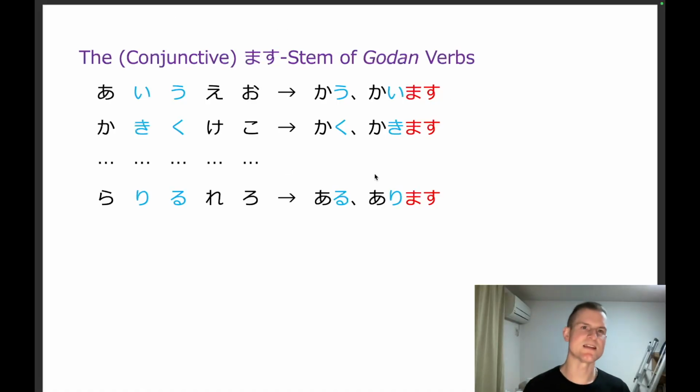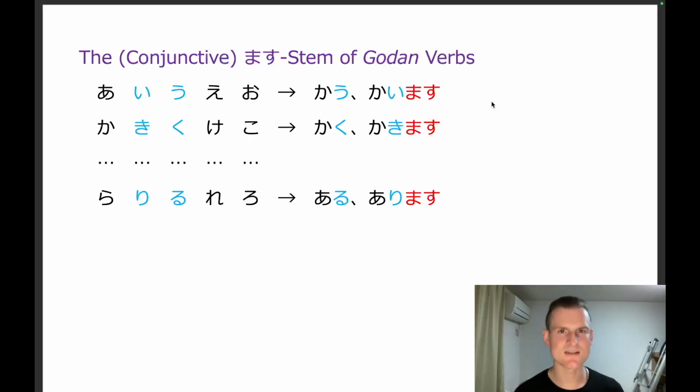Okay, so here we're going to look at the conjunctive masu stem of Godan verbs. This will be the last kind of grammar deep dive we do in this lesson. I don't want to overwhelm you. So let's take a look at this. We have verbs like kau, kaku, aru, etc. These are Godan verbs. We talked about this in the first lesson of the series.